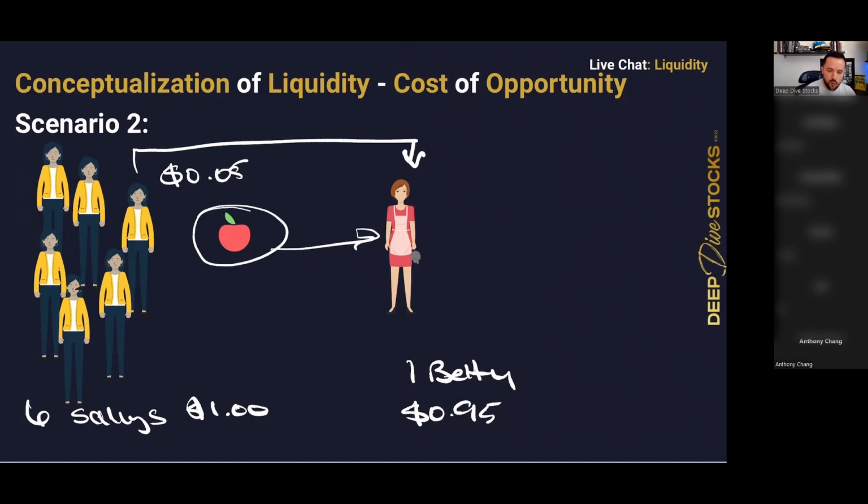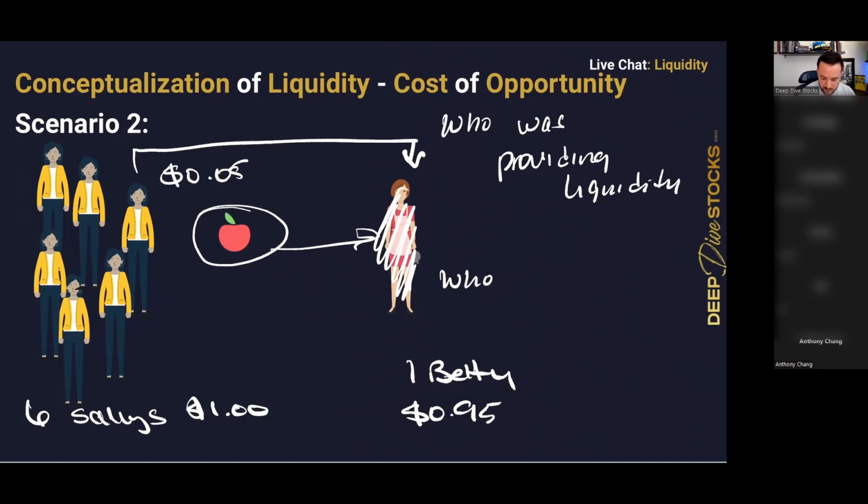And the issue now is that there are no Bettys. Now there's no Betty. So we can ask ourselves two important questions: who was providing liquidity, and who was taking? So in this scenario, who was providing the liquidity?